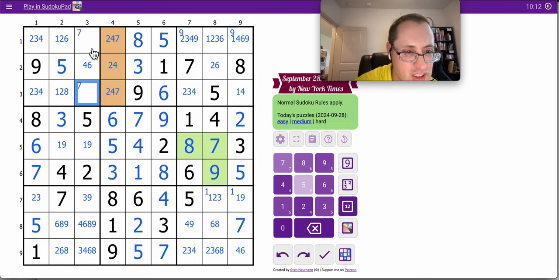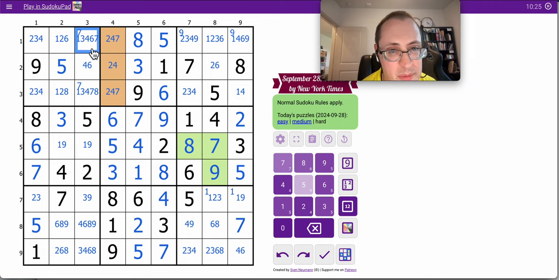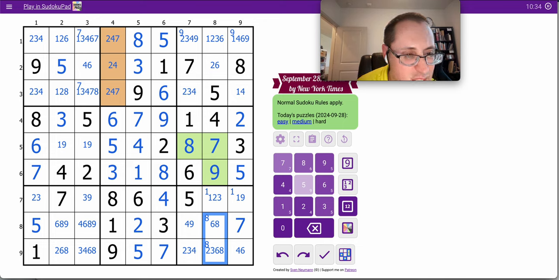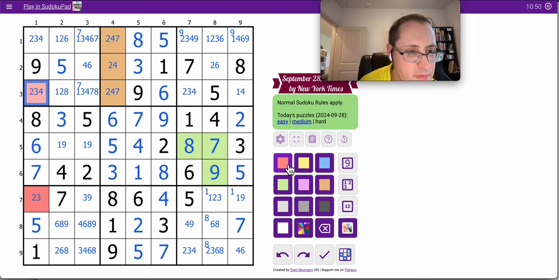Now these two, let's see. This can't be 2, 5, 6, or 9. That one can't be 2, 5, 8, 9. So I'm left with that configuration once I filled everything in. Oh, look, here's a 2, 3, 4. Can I do anything useful with it, though?